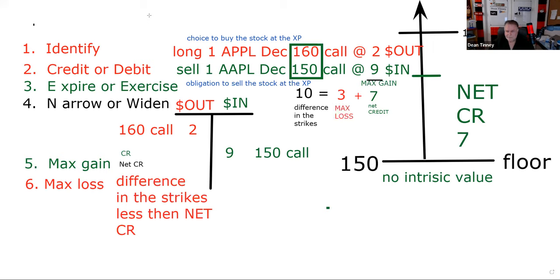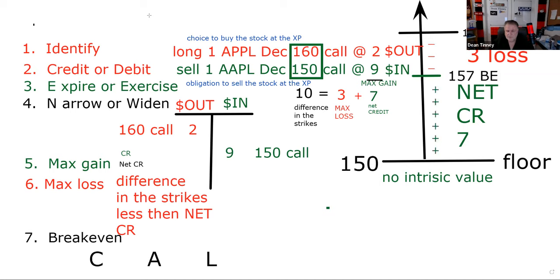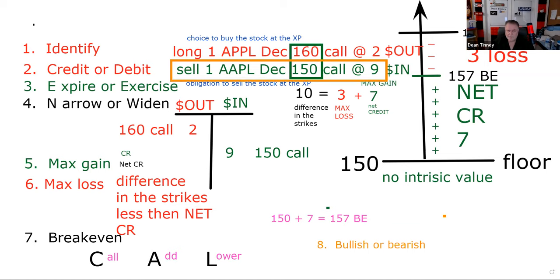Again, something plus 7 equals 10, or you can do the difference in the strikes less that credit, whatever works for you. Now, if this was a debit spread, it'd be the opposite, right? We'd have the debit, and then the difference would be our gain. I'll show that to you perhaps next. So there's our break even. For puts, it would be subtract from the higher strike. We got our break even. Bullish or bearish, the larger premium dominates the position.